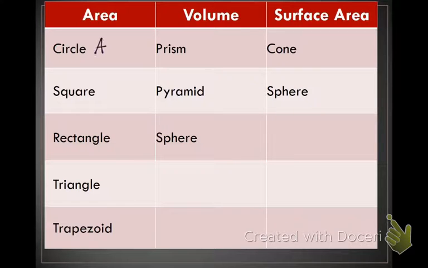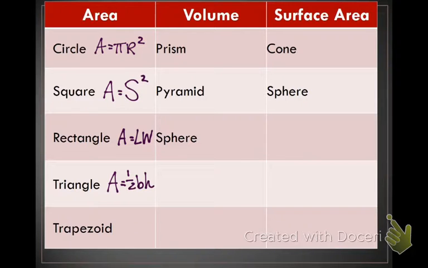What is the area formula for a circle? Pi r squared. For a square, s squared, yep. Slow down. A rectangle is length times width. A triangle is 1/2 base times height.